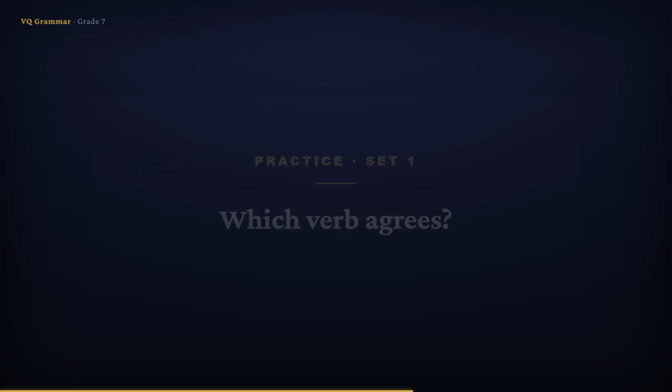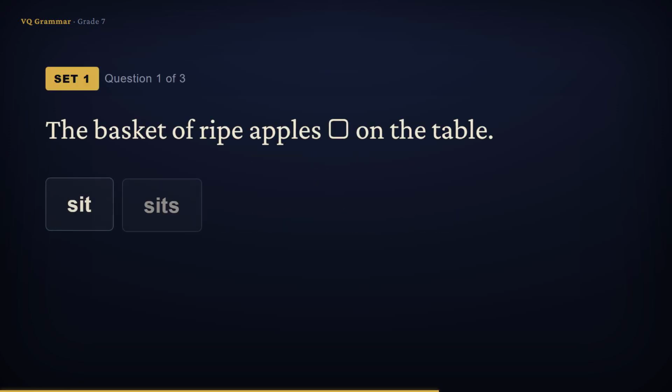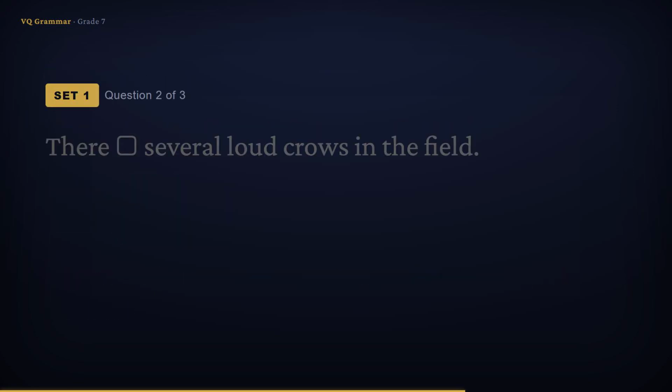Let's practice together. In this first set, each sentence hides its subject behind other words. Find the true subject, then choose the verb that agrees with it. Watch out for those prepositional phrases. Pause the video and try each one before I reveal the answer. The basket of ripe apples blank on the table. Don't let apples fool you. Of ripe apples is just a prepositional phrase. The real subject is basket, one basket, so the verb needs its S. So the answer is sits.